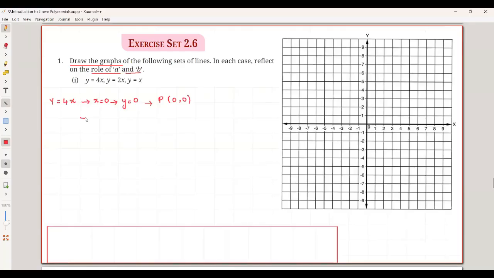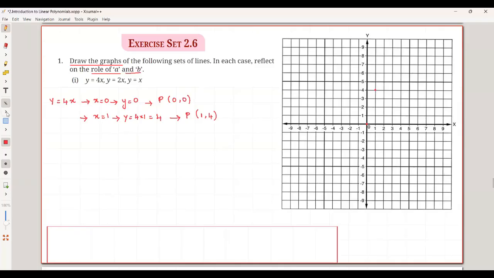Next, I'm choosing x is equal to 1. If I take x is equal to 1 from this equation, what will I get? y is equal to 4 into 1, 4 into 1 is equal to 4. Therefore, the point is 1, 4. So first point 0, 0, second point is 1, 4. I can represent the first one, this is 0, 0. Next 1, 4. This is 1, 4.